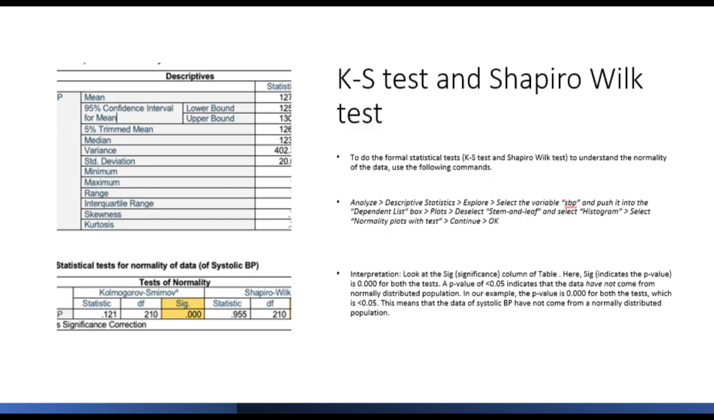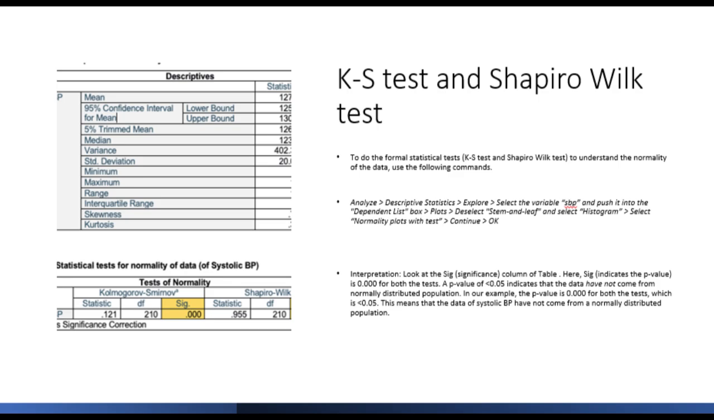KS test and Shapiro-Wilk test. To do the formal statistical tests, KS test and Shapiro-Wilk test, to understand the normality of the data, use the following commands. Analyze, next Descriptive Statistics, next Explore, next.